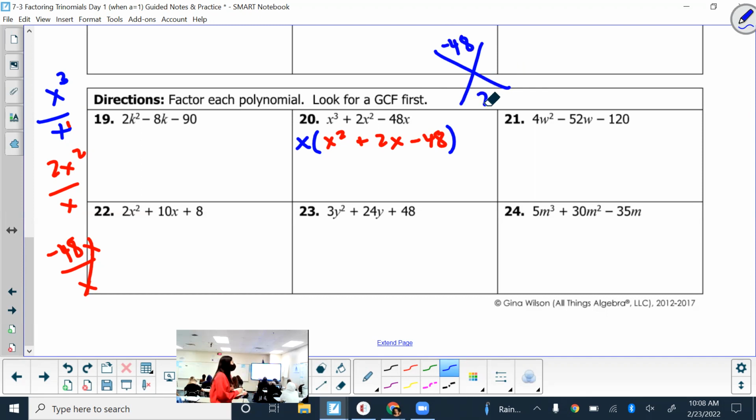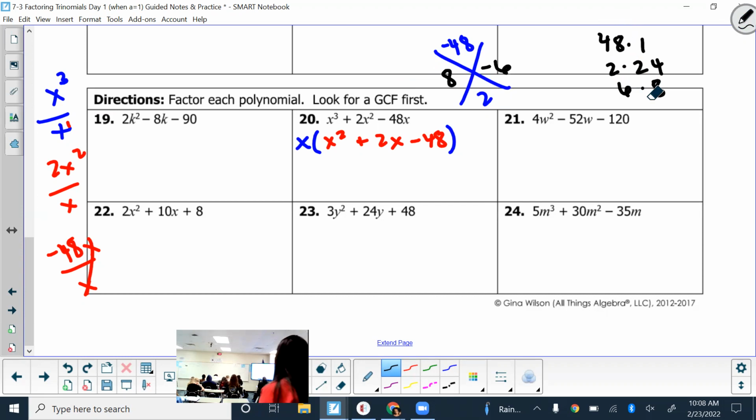And 48 does have quite a few options for numbers that multiply to 48. So if you need to make a list, then make a list. But you need to find a combination that will multiply to -48 but add to a +2. So what did you guys find? So a positive 8 and a negative 6. All right, just looking at my list of possible factors, these look like I could somehow make them work to add to a positive 2.